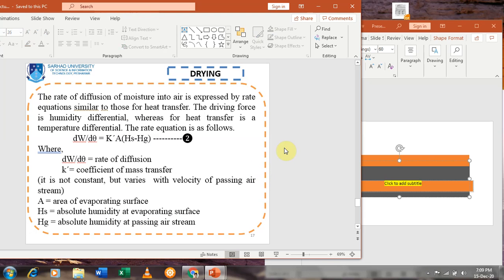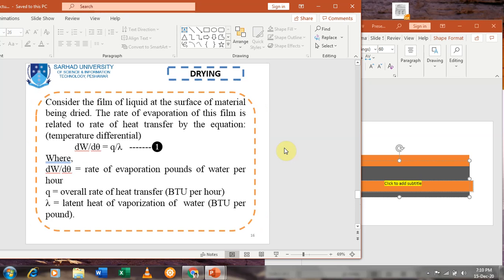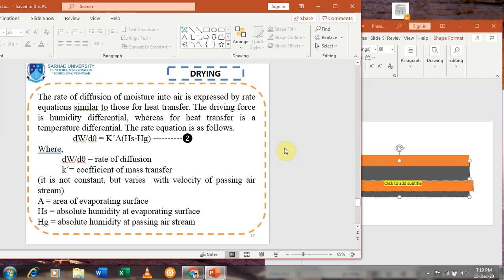That is the second equation for the representation of the rate of diffusion, or in other words the rate of mass transfer. Just like the heat transfer, we put it in the form of an equation, but remember that the driving force here is humidity differential, while in the first case, the temperature differential, we put in the form of the equation for the rate of heat transfer.